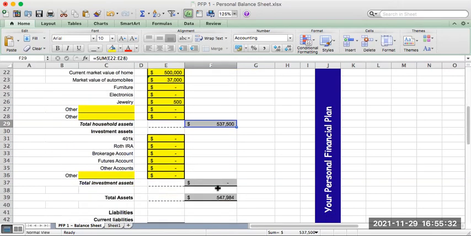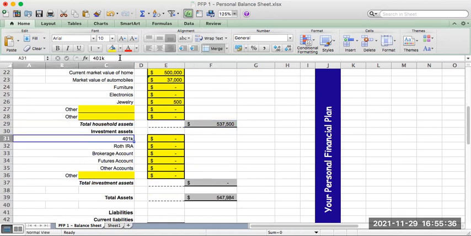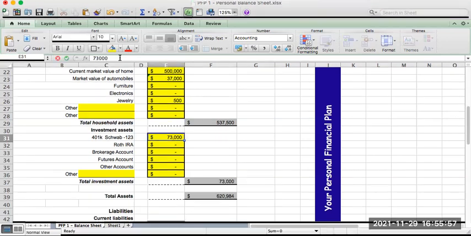Now let's go down to investment assets, something like a 401k. What I like to do is list where it is. And then maybe if you have multiple accounts, you just put the last 3 or 4 digits of the account number. So let's say my 401k is at Schwab and it ends in 123, and that is worth, I don't know, $73,000.